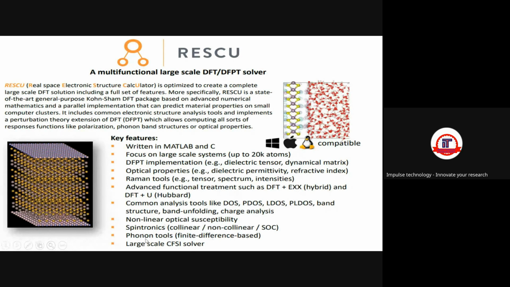And we have two methods of DFPT. The first one is Chebyshev filtering. Also, we have the Sternheimer method. So this is the general information of this RESCU software.